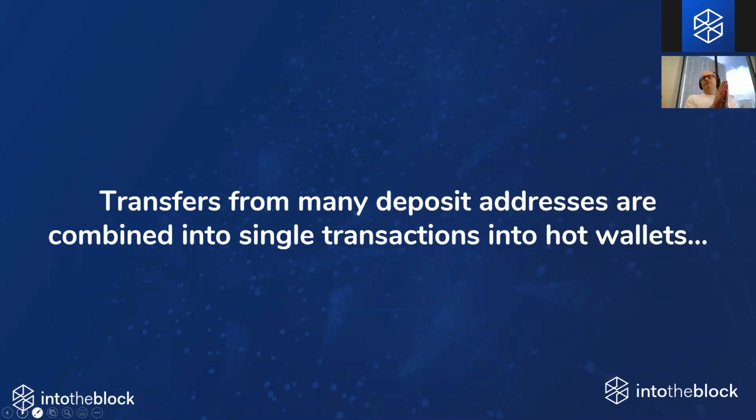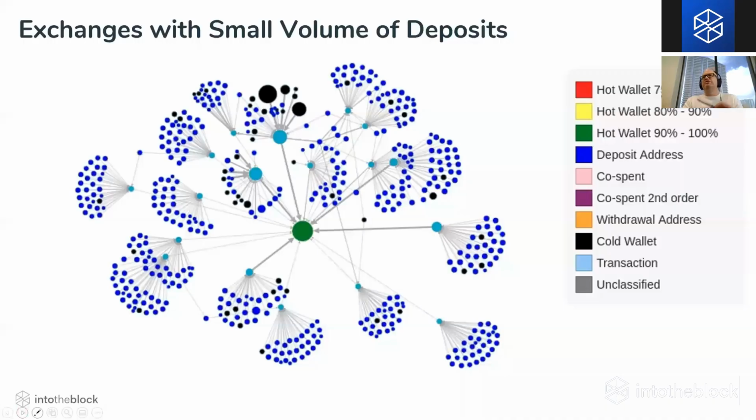So what I was saying, imagine that you do a transfer to a hot wallet. How we think about it is from one address to the hot wallet, but what really happens is exchanges combine many of those deposit addresses into a single transaction going into a hot wallet. So this is an exchange that doesn't have a huge volume of traffic, but look at this. We have many deposit addresses into one transaction going into the hot wallet, and from there into the cold wallet and things like that.